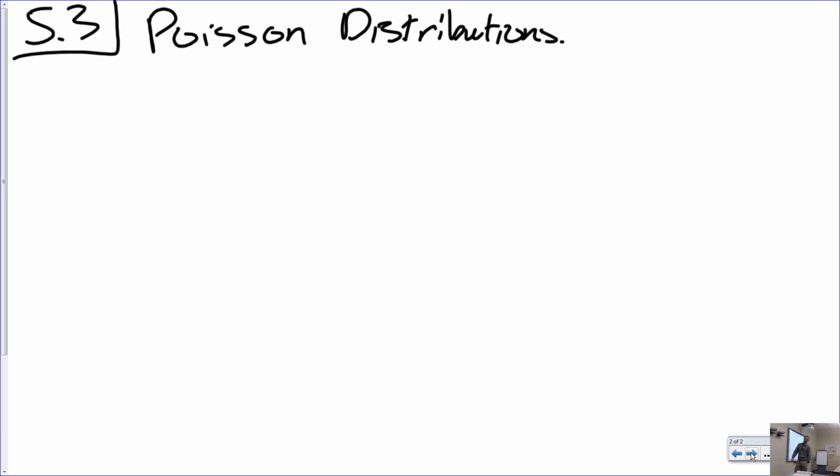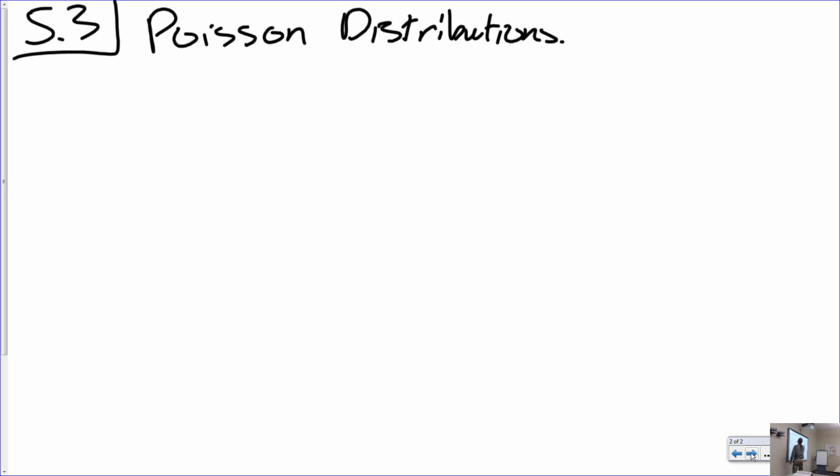So 5.3 talks about the Poisson distributions, and it is Poisson, not poison. So say it in a French snooty tone of voice, and you will say it correctly. It's Poisson, right? Poisson was a French guy, and he's the guy that came up with this methodology for dealing with certain types of probability.